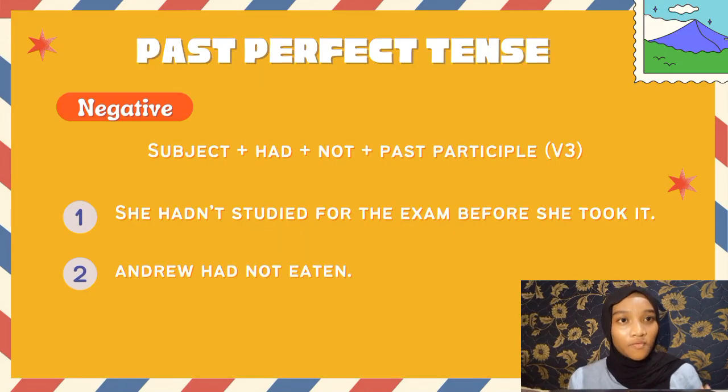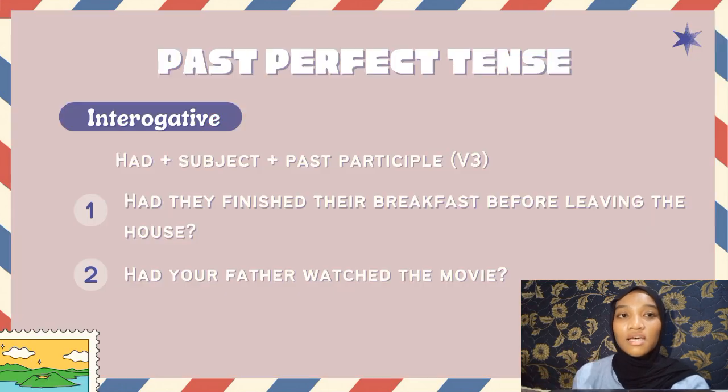For the negative forms, the formula is subject, had, not, and past participle or verb 3.